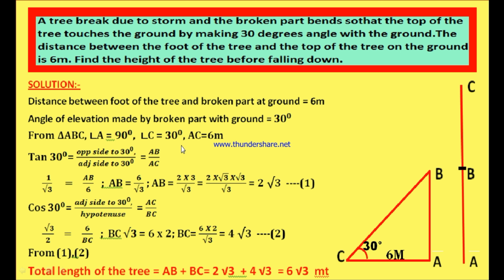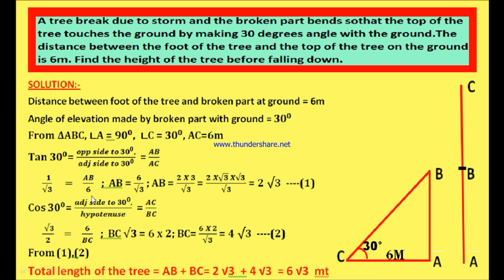The trigonometrical ratio which has the relation between opposite side and adjacent side is tan 30 degrees, tangent. Therefore tan 30 degrees is equal to opposite side to 30 by adjacent side to 30. For 30 degrees the opposite side is AB and the adjacent side is AC, AB by AC. Now substitute the values. Tan 30 value is 1 by root 3 and AB value we don't know, we have to find out. Therefore write AB as it is by AC.